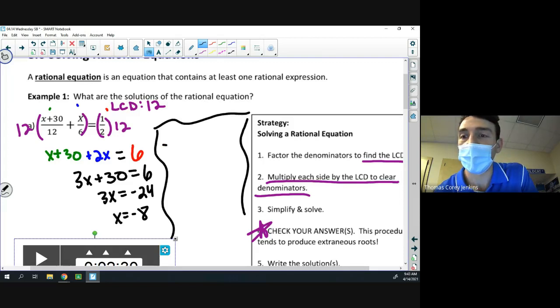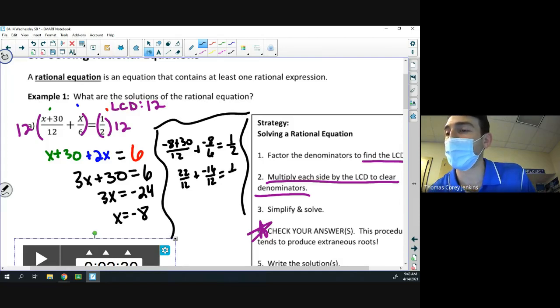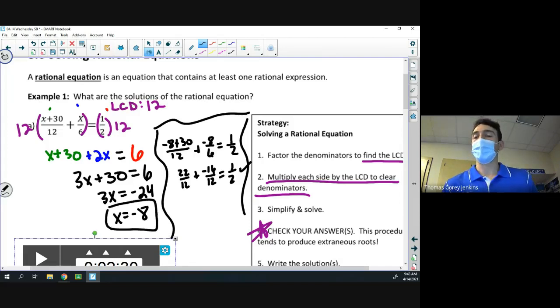So anyways, what we would get when we check would be -8 plus 30 over 12, plus -8 over 6 is supposed to be equal to 1/2. So if we think about that real quick, we'd have 22 over 12. And then let's make the other one over 12. So that'd be plus -16 over 12. So then you add those, you get 6 over 12, and 6 over 12 is equal to 1/2. So it's not super easy to check your work, but that does still confirm our answer.